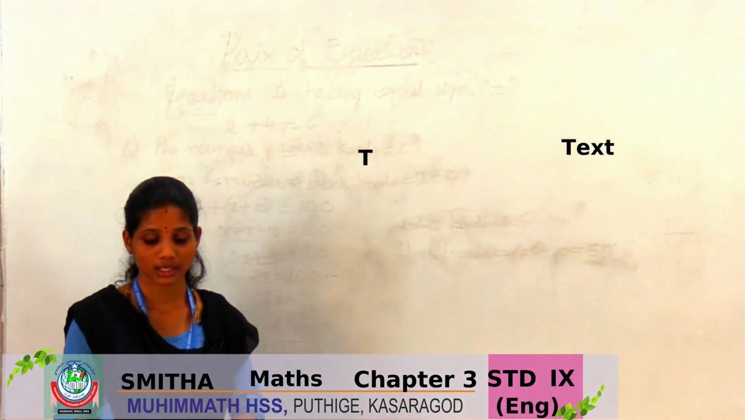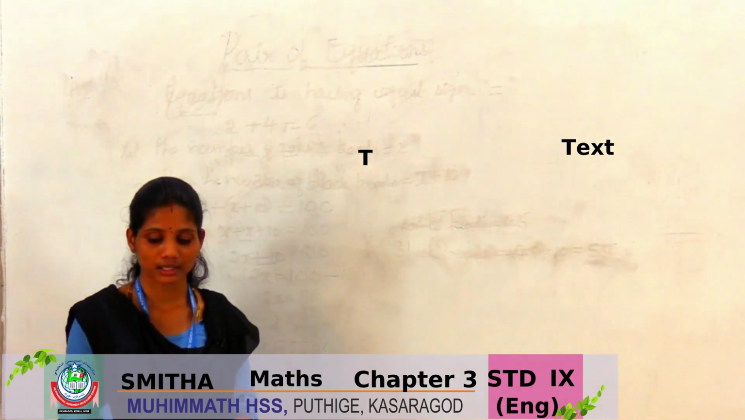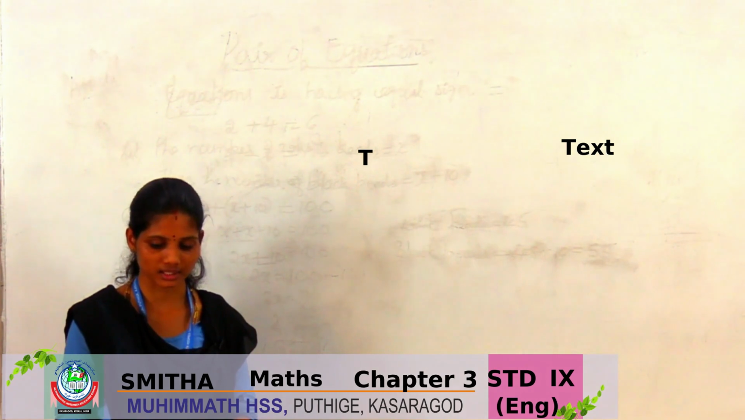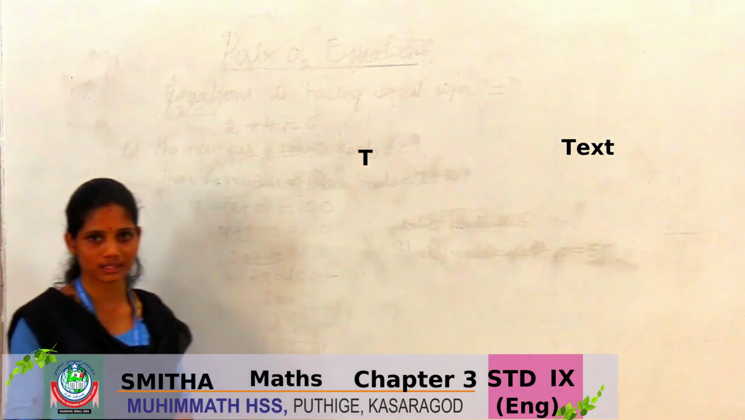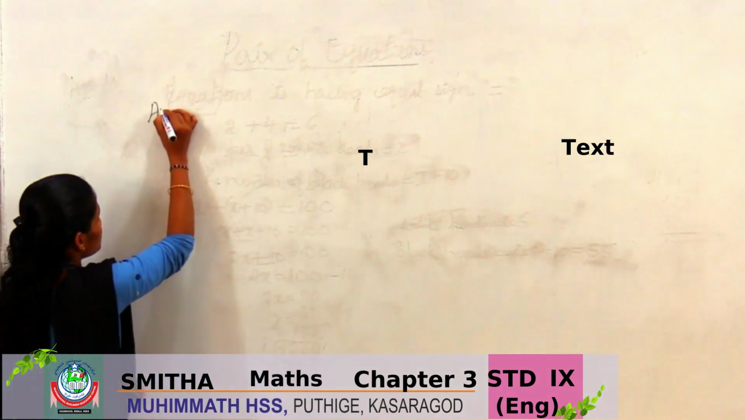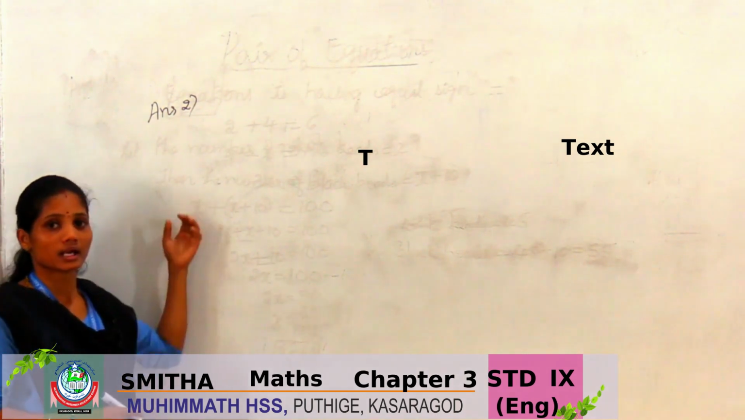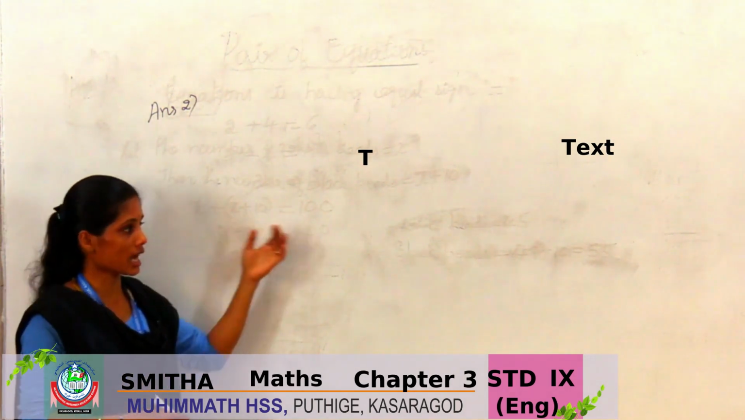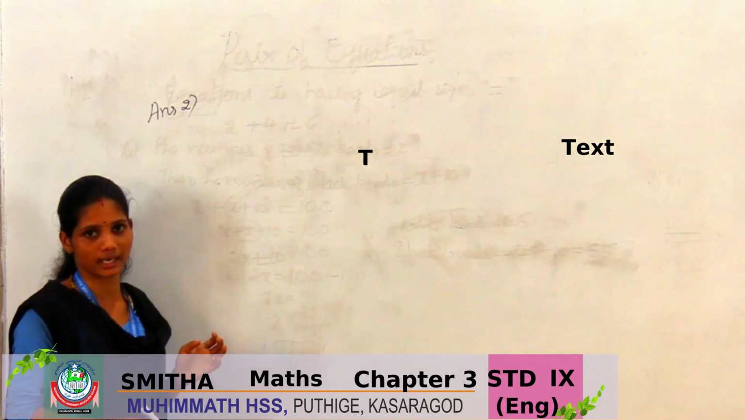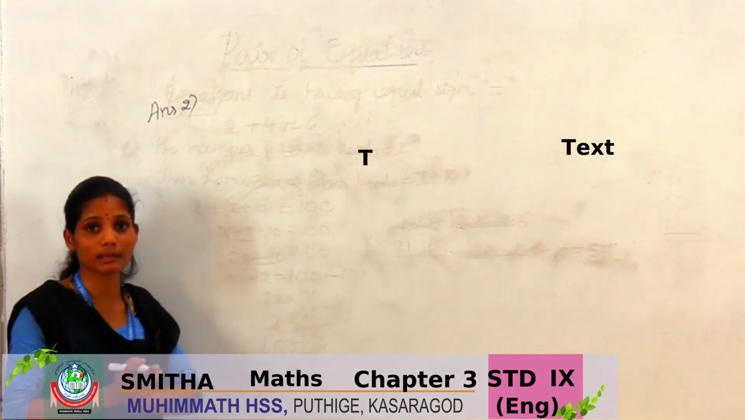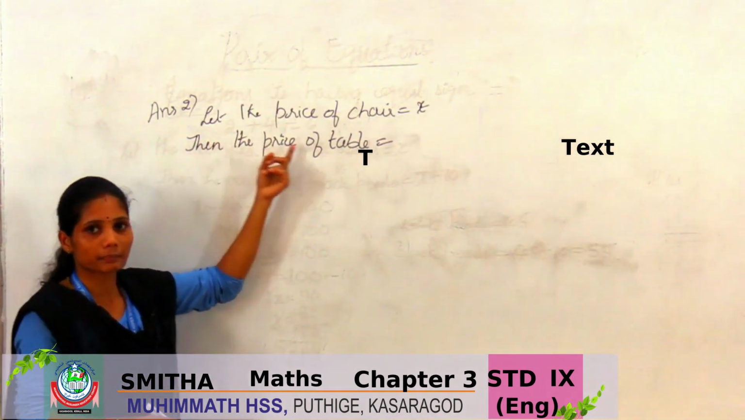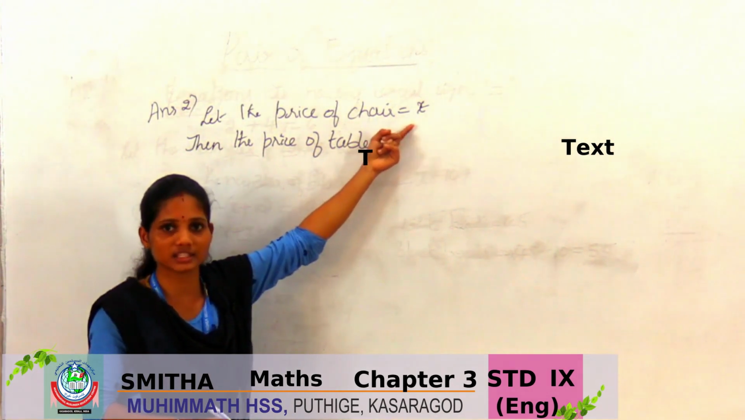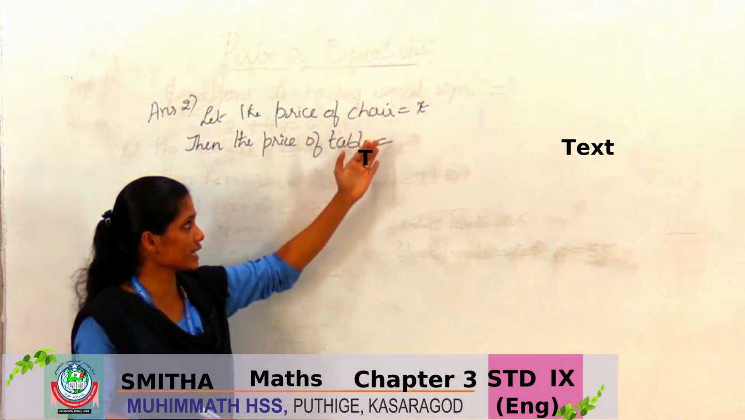Question number 2. The price of a table and a chair together is 5,000 rupees. The price of a table and 4 chairs is 8,000 rupees. What is the price of each? The answer: we don't know the price of the chair and the price of the table separately. But the total amount is given. Total amount is 5,000 rupees. So let the price of a chair be x. Since we don't know the exact number, we are taking it as x.